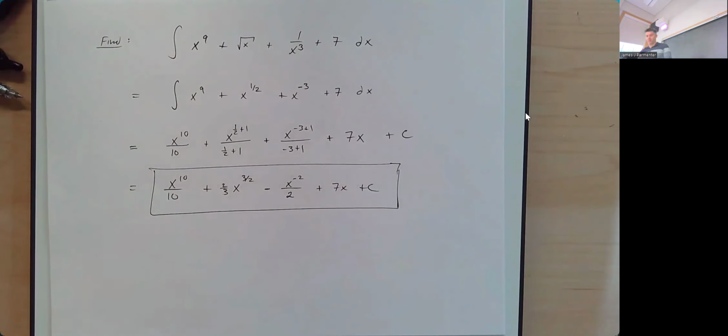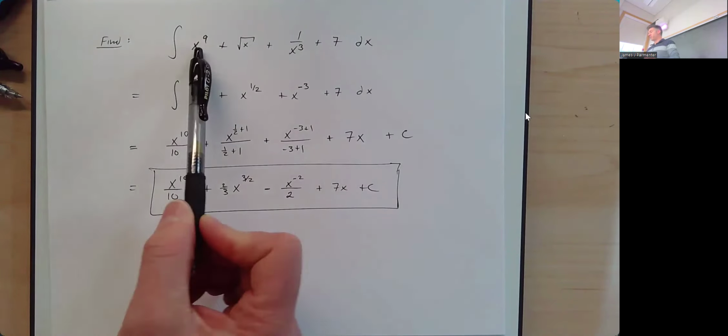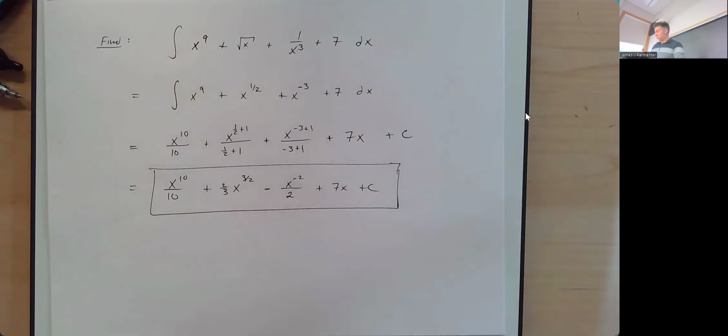Something I want to point out that we all just did without even thinking about it was we said that the antiderivative of all of these functions added together is just all of the antiderivatives added together. So whenever you have an antiderivative of a bunch of things either added or subtracted together, you can do each one and then add or subtract the results together.